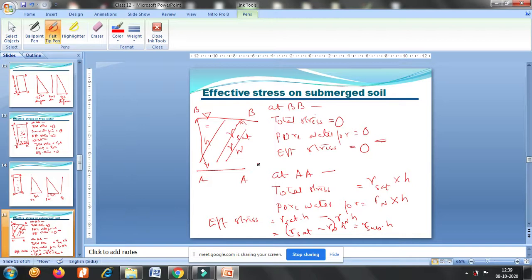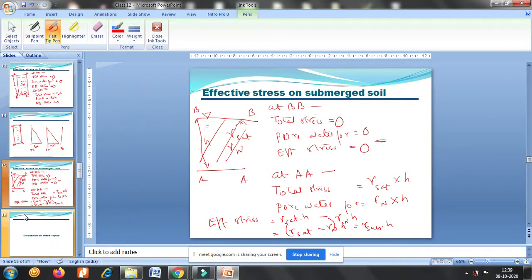So in this way, if the soil is submerged, then we can find the total stress, pore water pressure, and the effective stress. Okay, can you understand this one?